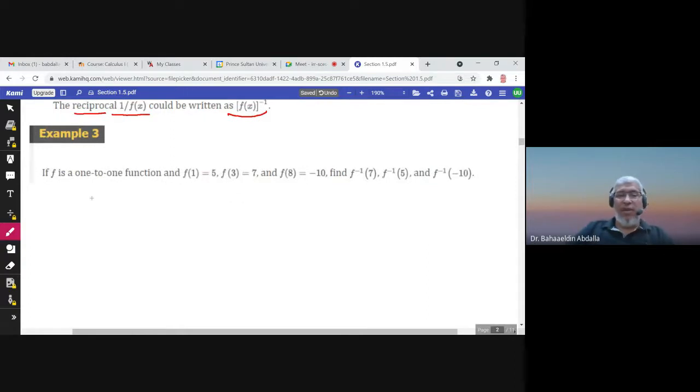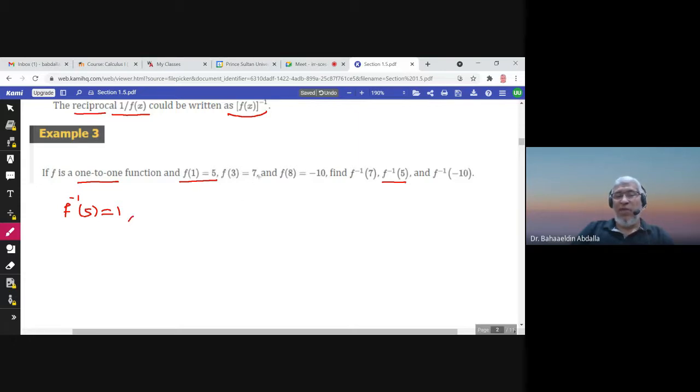Example, f is 1 to 1, f of 1 is 5. So what would be f inverse of 5? F inverse of 5 should be 1. Why? Because f of 1 is 5. So if f takes 1 to 5, f inverse should take 5 to 1.